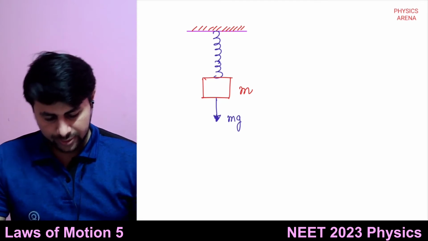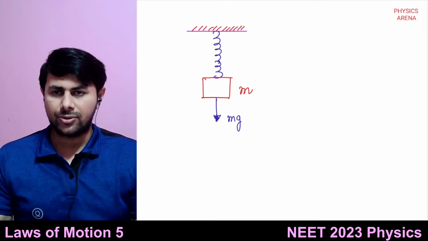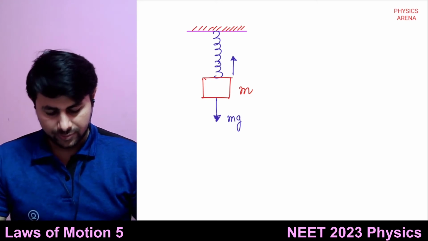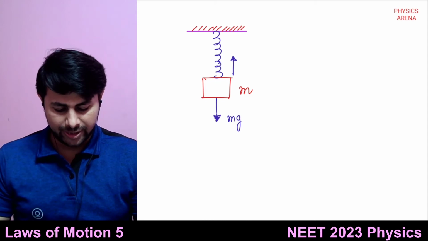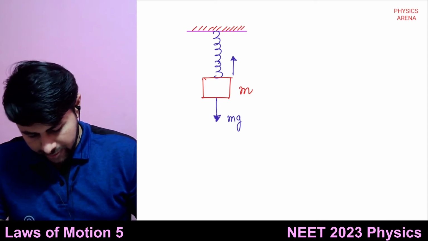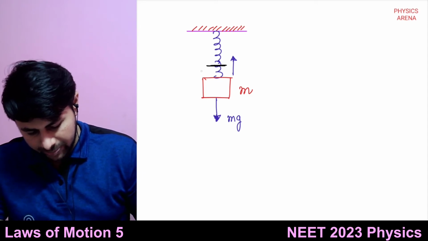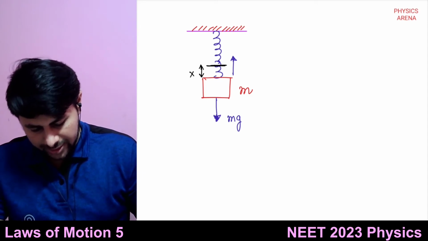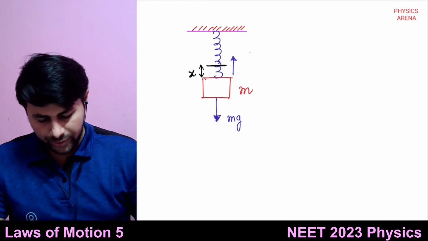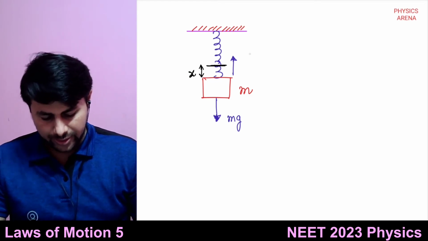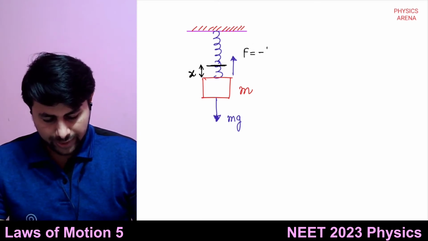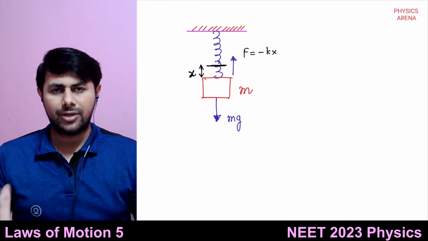Okay, and there will be a restoring force acting vertically upwards. Let's suppose displacement is x. Let's suppose the original length was up to this much, and this much is the extension. X is the extension in this string. So we know this force will be equal to what? It is in the opposite direction, so F is equal to minus kx, but in magnitude it is equal to kx.